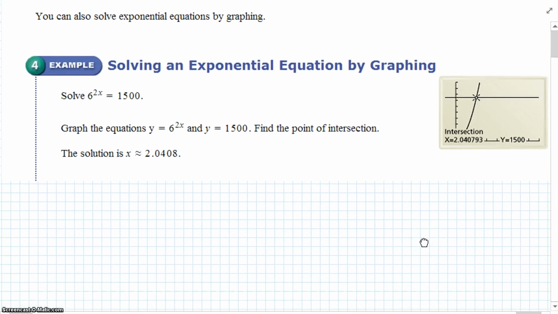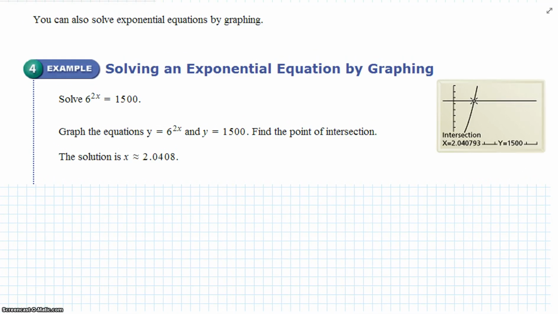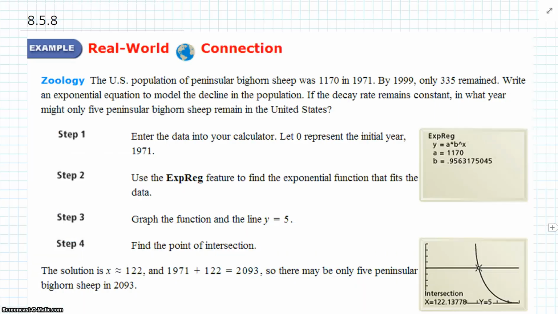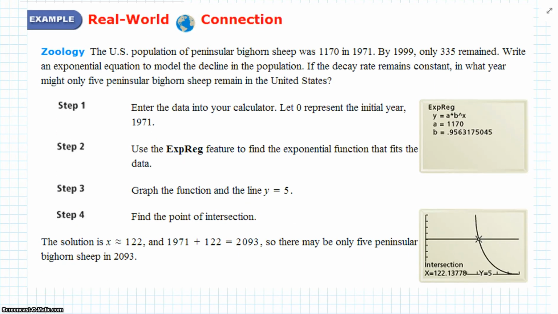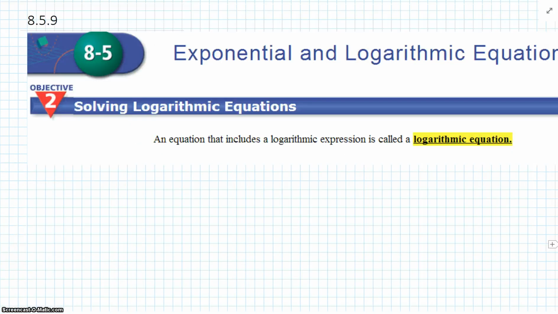Solve the equation by graphing. Okay, we're not going to use a graphing calculator to do this, so we won't do it this way. So we can skip that. Real world connections. Again, we're not going to solve via graphing calculators. We'll actually just plug in values and solve. Okay, objective two.